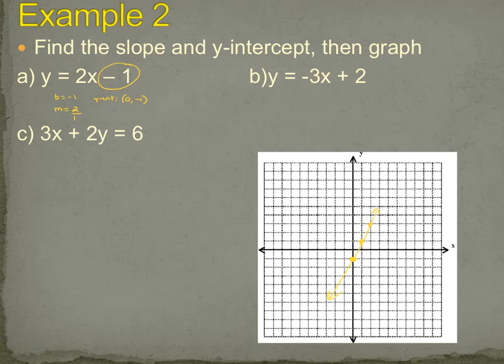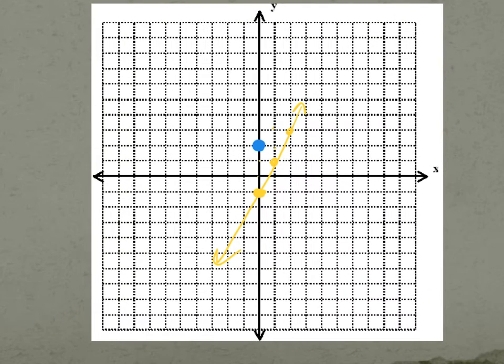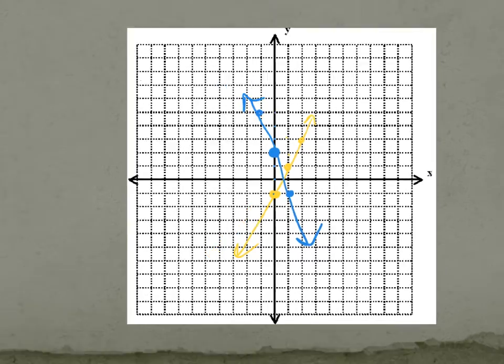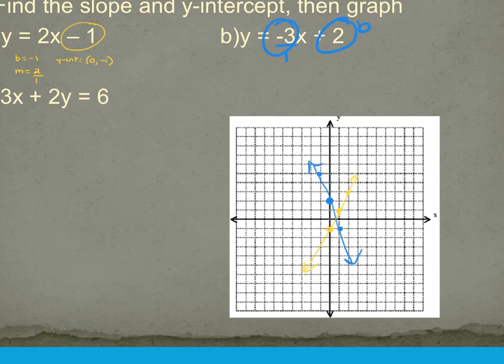All right, so for letter B, your y-intercept is 2. Your slope is -3, which would be -3 over 1. This time I'm going to go up to point 2, which is +2. And then you have 2 choices. Either go down 1, 2, 3, and to the right 1, or you can go up 1, 2, 3, and to the left 1. Both times, one of the parts of your fraction is negative. Again, you just can't do both in the same direction.